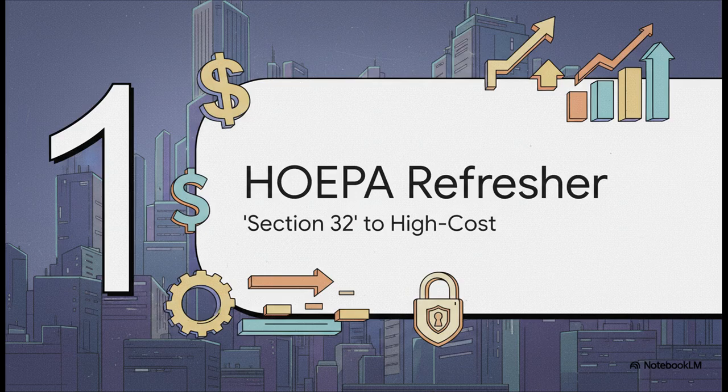Okay, first things first, a little bit of background. HOEPA isn't new, but it has definitely changed over the years. You know, a key shift was the name itself. We went from calling these things Section 32 loans, which is pretty vague, to the much clearer high-cost mortgages. And that wasn't just for show. It was a signal that the rule's protections were getting a lot broader.